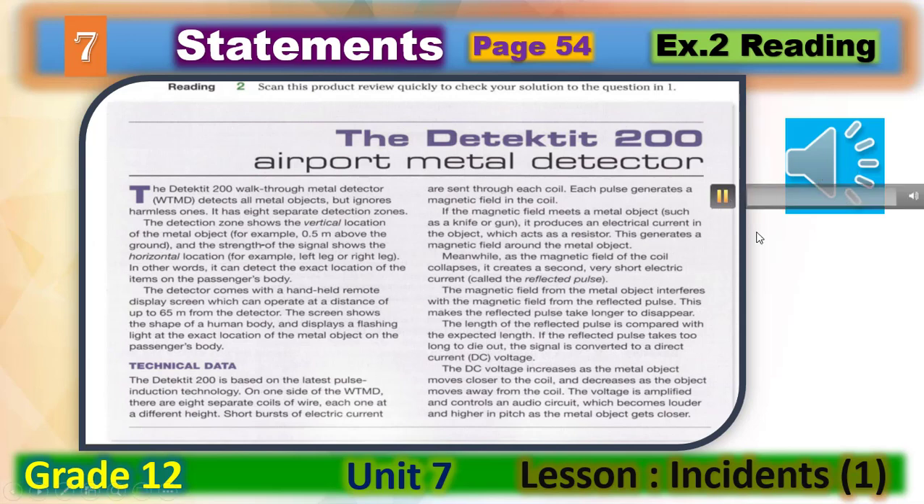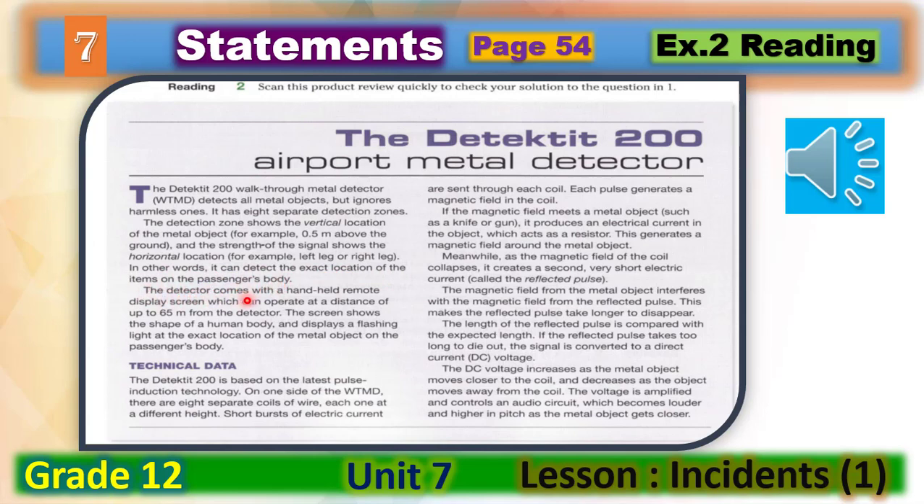The Detect 200 walk-through metal detector, WTMD, detects all metal objects, but ignores harmless ones. It has 8 separate detection zones. The detection zone shows the vertical location of the metal object, for example, half a meter above the ground, and the strength of the signal shows the horizontal location, for example, left leg or right leg. In other words, it can detect the exact location of the items on the passenger's body.